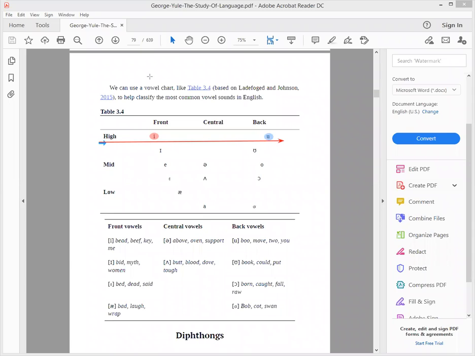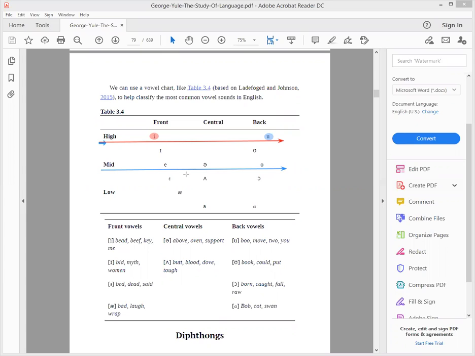Then we have the mid sounds. Our tongue will be in the middle. It will not be down at your lower teeth, and it will not be at your palate.